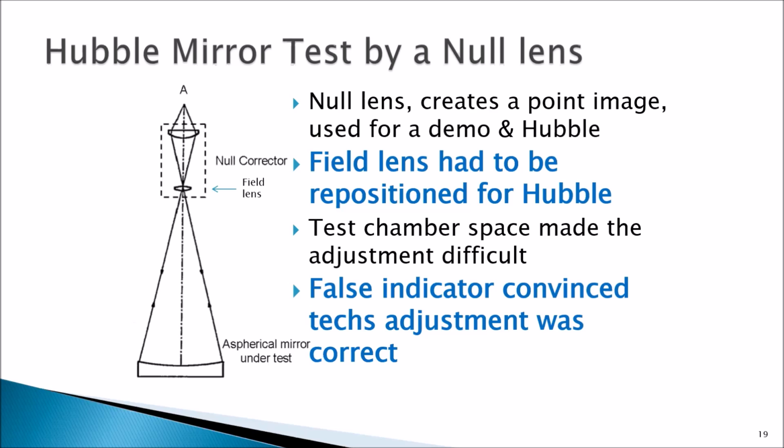They were looking at a TV camera mounted next to the null lens and adjusting the null lens position using the TV camera. So they couldn't really see exactly what they were doing, but they could just see what the TV camera was showing them. And they were convinced that they had adjusted the null lens correctly. But as we will later learn, they did not.